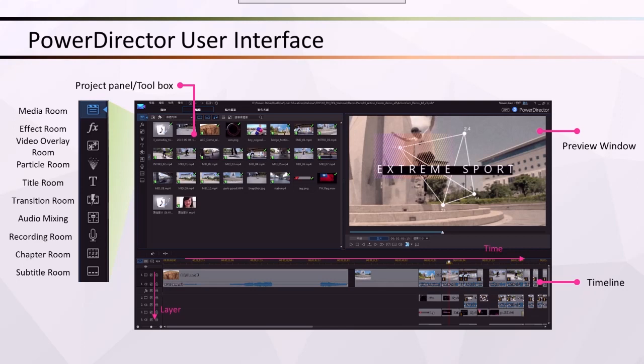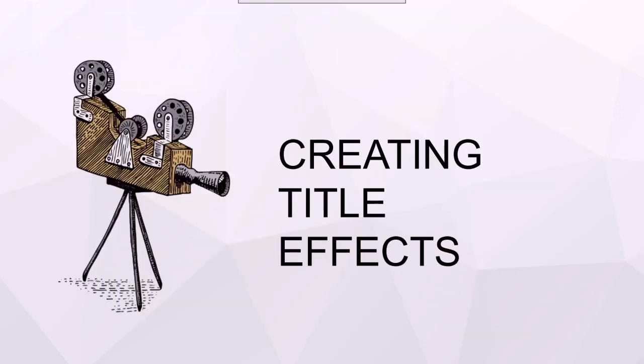Down at the bottom is the timeline. On the left-hand side, you have your toolbox and project panel. The project panel is the far left items, and we'll be going through that during our demo. You have your media room, effect room, particle overlay, title room. All these items we'll go through line by line. And they have different layers in that timeline, so we can add multiple layers, and I'll show you how that's done as well.